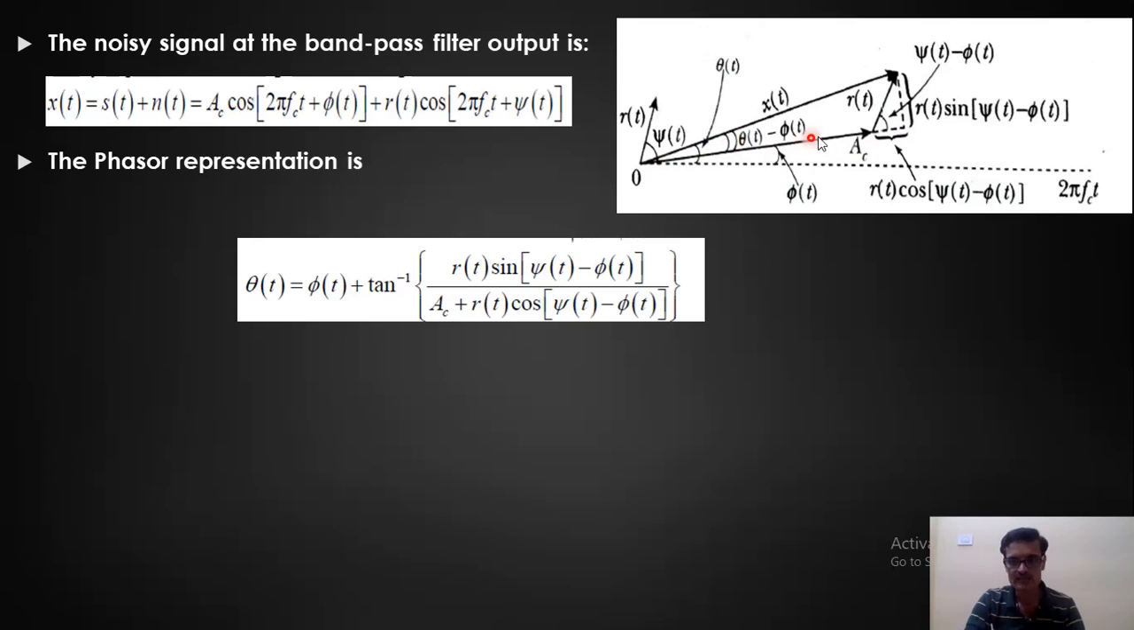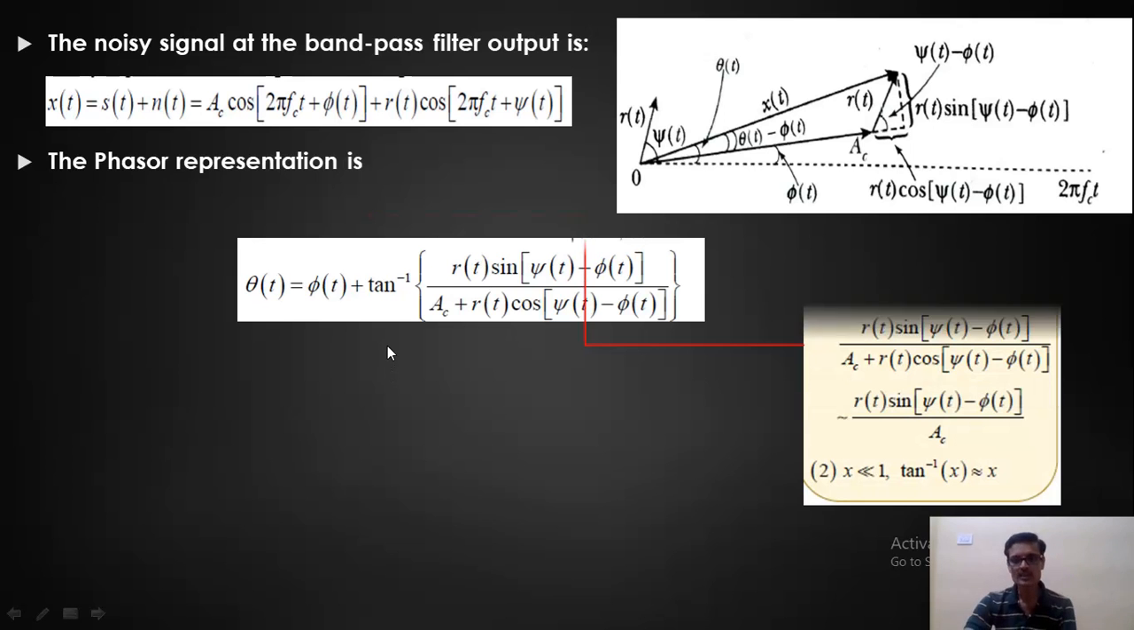Here I have AC plus R of t cos psi of t minus phi of t, that is in the denominator actually. I said this is the ratio of this to this, right? So this line is nothing but R of t sine of psi of t minus phi of t, which I have written in the numerator, and AC plus this component is in the denominator. Fine.